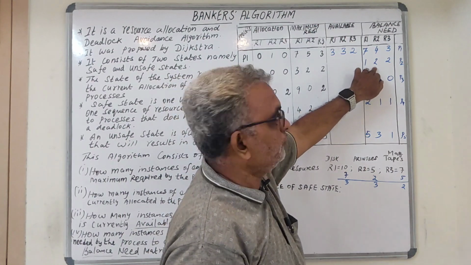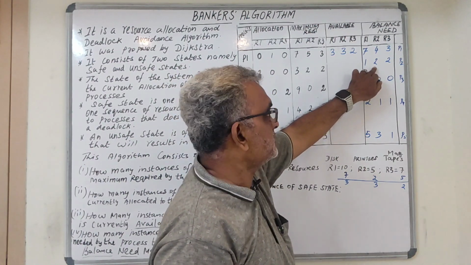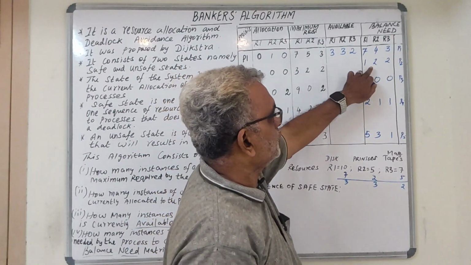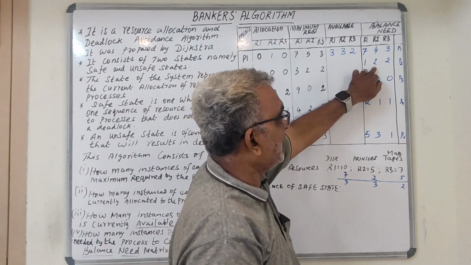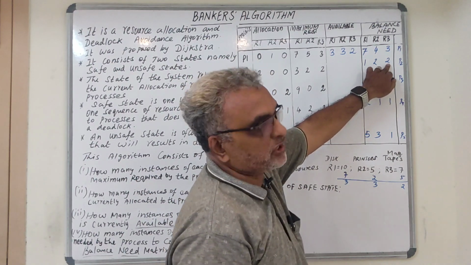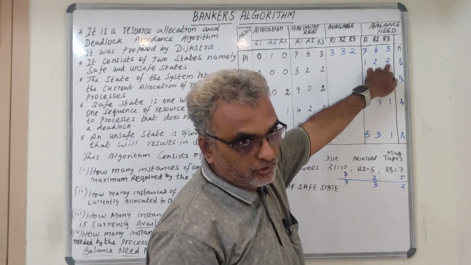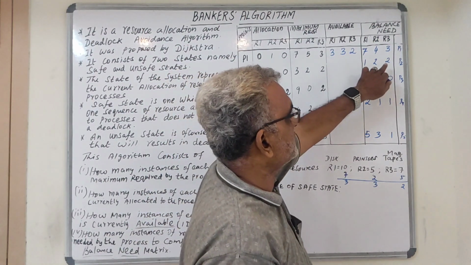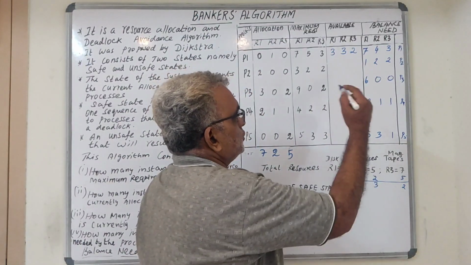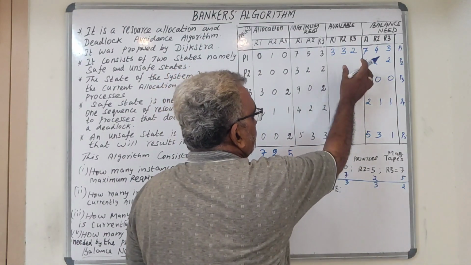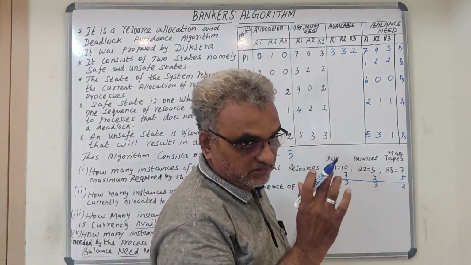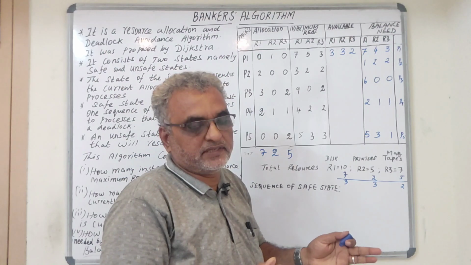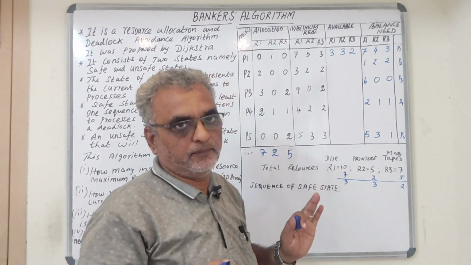Similarly, resource 2, which requires only 2 instances, but again we have 3 instances of resource 2 available, so that we can also provide. Similarly, the last one is resource 3, which requires only 2 instances. Again, very well, we have 3 instances of resource 3. So now we can provide these available resources to process 2, so that process 2 can complete its processing fully.